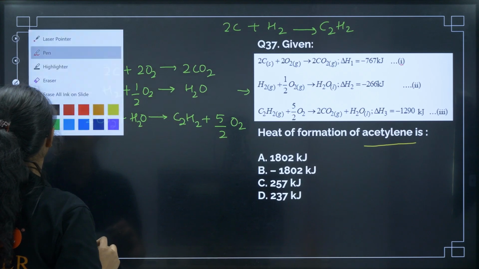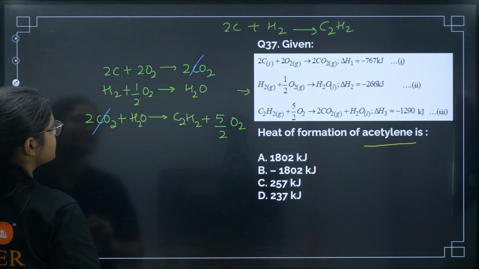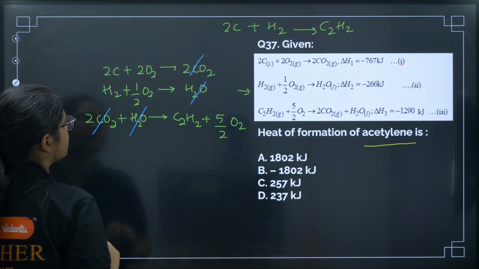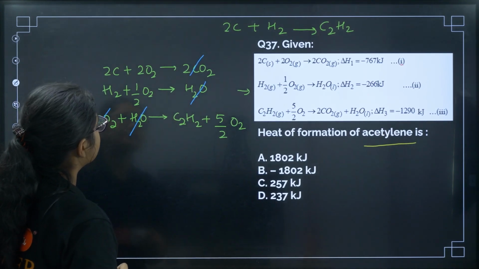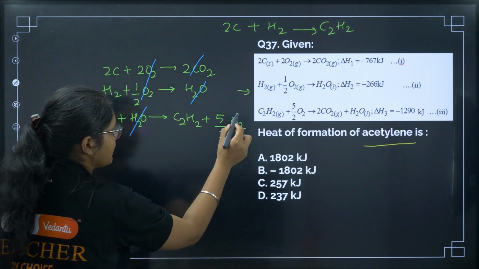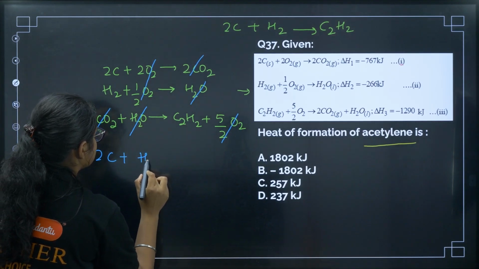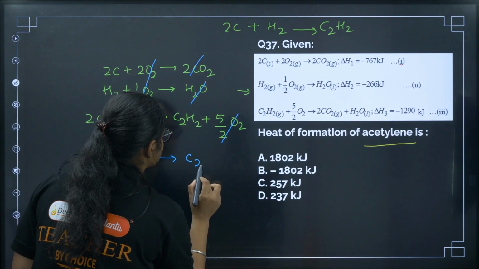Now you add these reactions. If you see, 2CO2 we can cancel, H2O and H2O we can cancel, right? And next, what we have here is 2 plus 1/2, that is 5/2 O2, and 5/2 O2 on the other side, which cancel. So we will get the reaction 2C plus H2 gives C2H2, right?